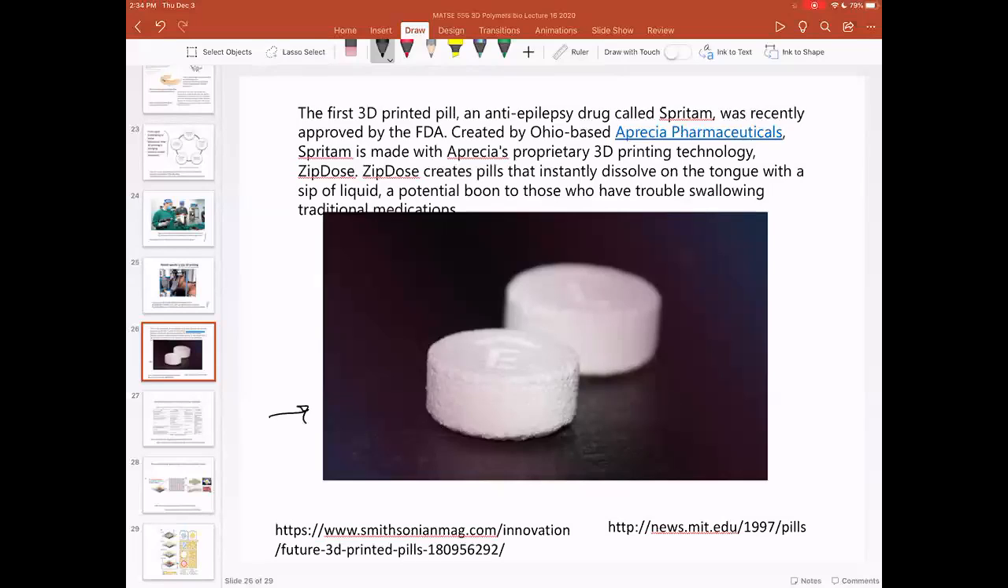And then this has been detailed in a number of cases, but one of the first uses of 3D printing in biomedical technology was all the way back in 1997, where they were 3D printing pills. And so there's some interesting news releases on that.